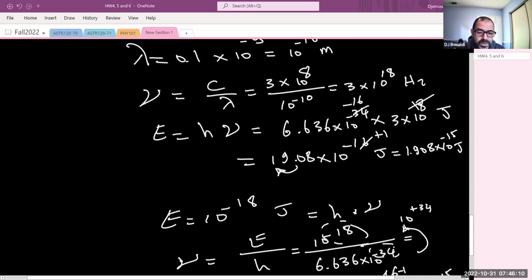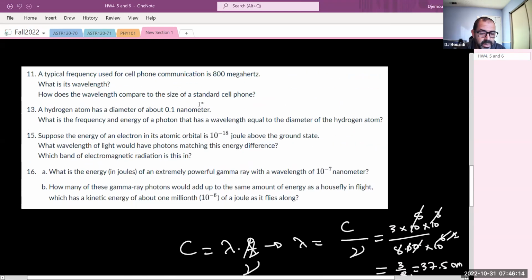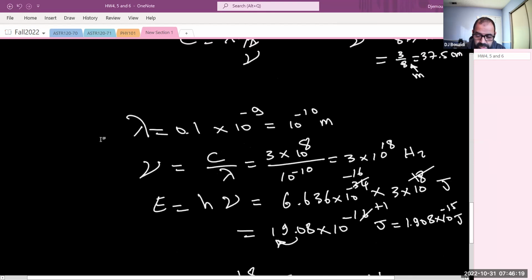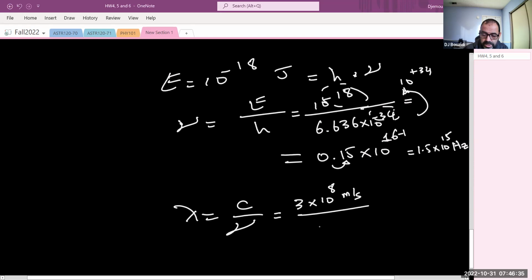Okay. And they want to know, the question actually was not asking about the frequency, it was asking about the wavelength. So we need to find the wavelength using the dispersion law. So the wavelength in this case, lambda, is c over nu, and c is 3 times 10 to the power 8 meters per second, divided by the frequency in this case, which is 1.5 times 10 to the power 15 hertz, which is 1 over seconds, by the way, the hertz.